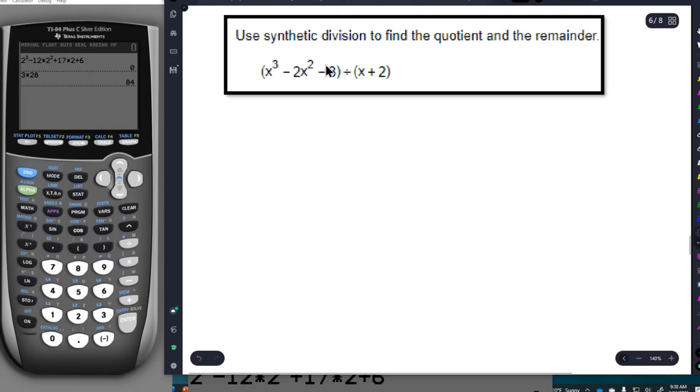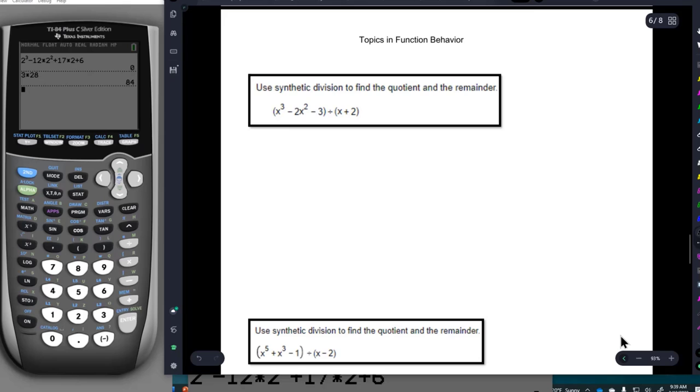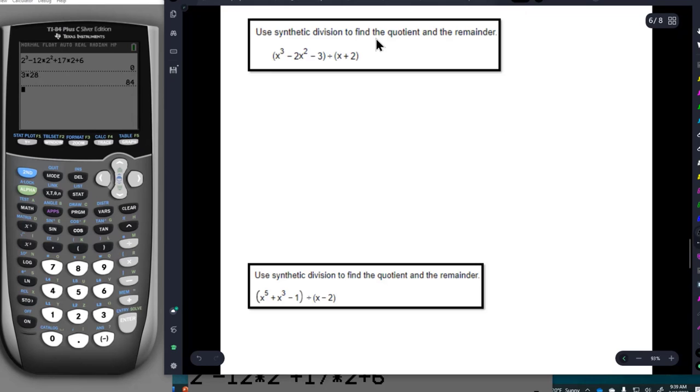Now here we're being asked to find, let me make it smaller so it's more readable. We have x to the third minus 2x squared minus 3. We're going to divide it by x plus 2. But we're going to use synthetic division to do it. Oh goodness. Yes, but we can do this. And we're being asked to find the quotient and the remainder.